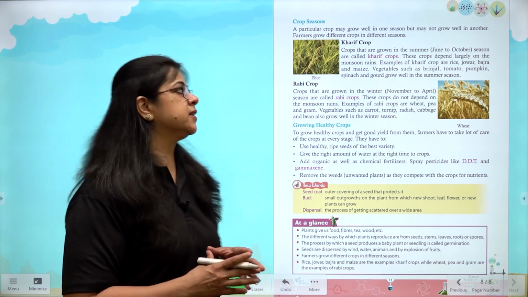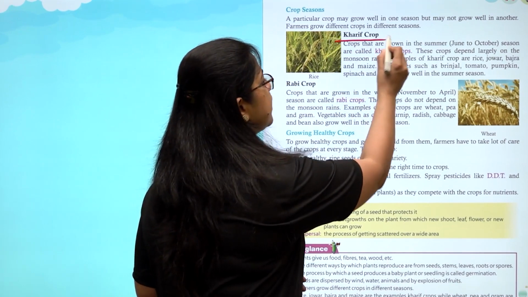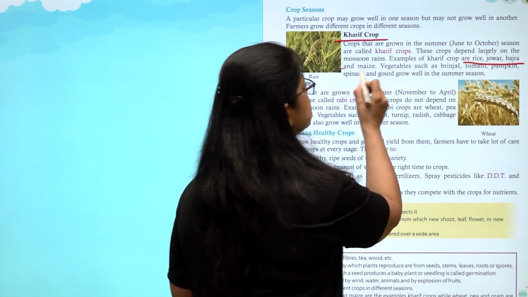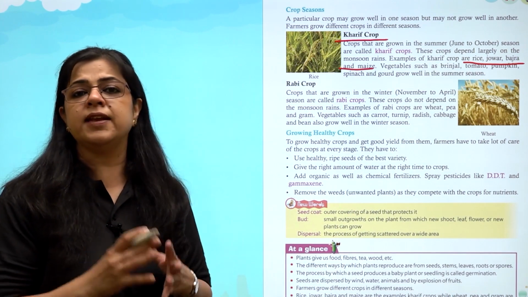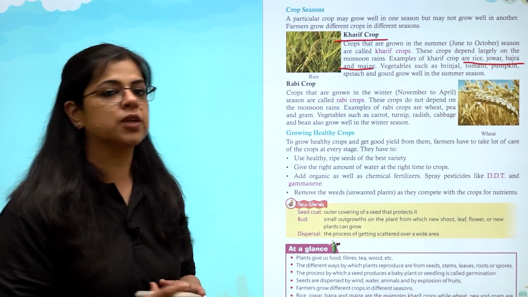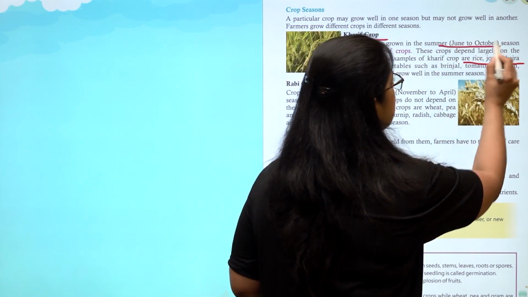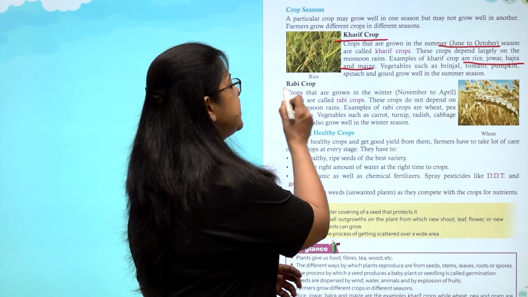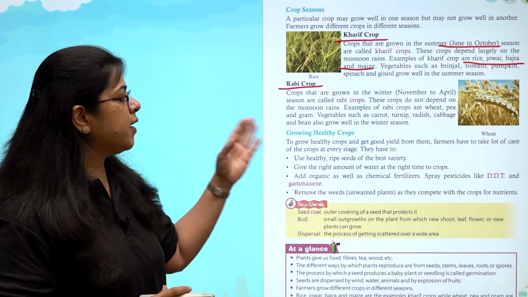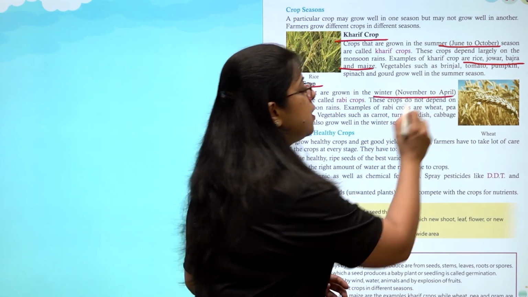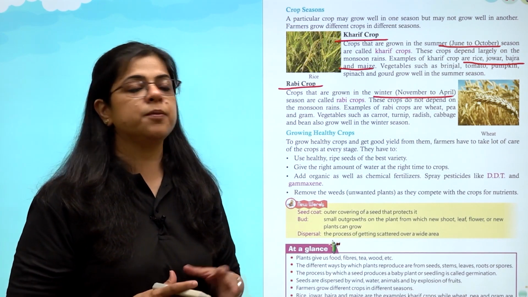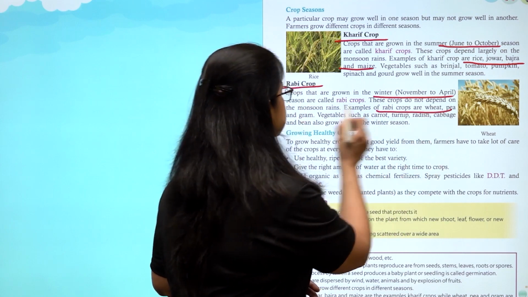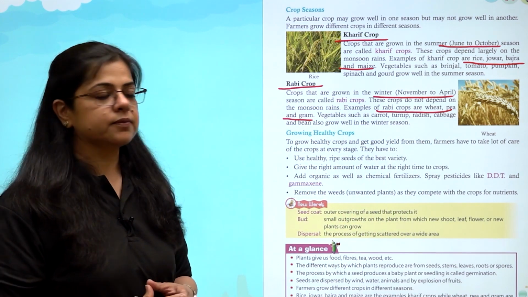The first season is the season of Kharif crops. Kharif crops like rice, jowar, bajra and maize depend heavily on monsoon rain for their growth. For this reason, these plants are grown between June to October. The next kind is called Rabi crop. Rabi crops are grown from winter season from November to April. The examples are wheat, pea and gram.